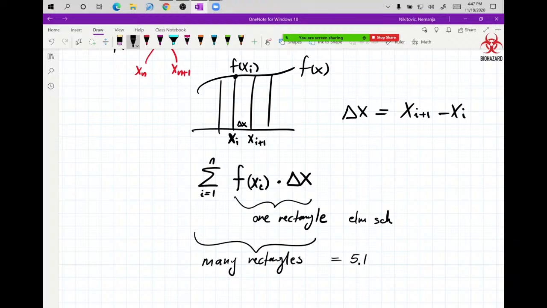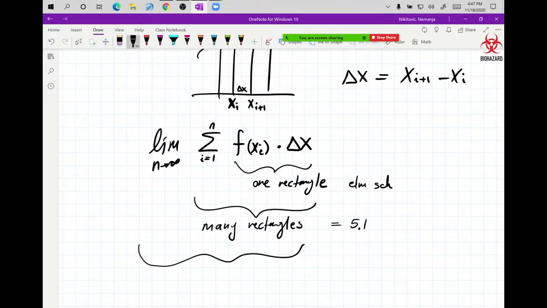The only thing that is left for us to do is to say, well, I don't want a finite number of rectangles like 8 and 10, because I want them to be infinitely thin, and I want infinitely many of them to fit in under each point of the function. I'm going to send the number of rectangles to infinity. And now, with this, you have exact area. This is what we are dealing with in 5.2 and on in calculus.